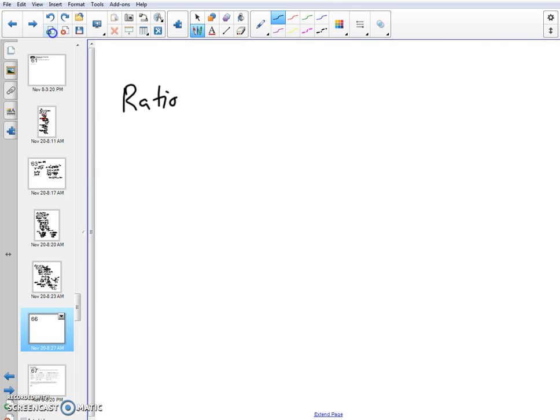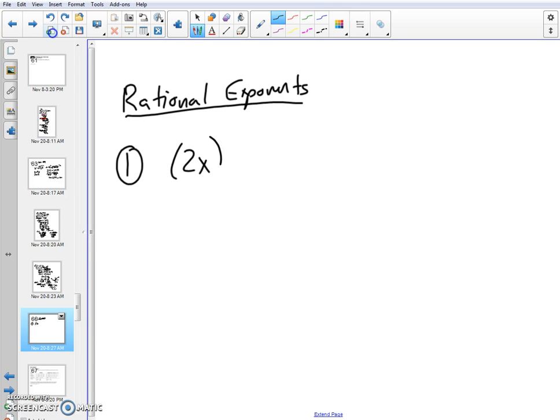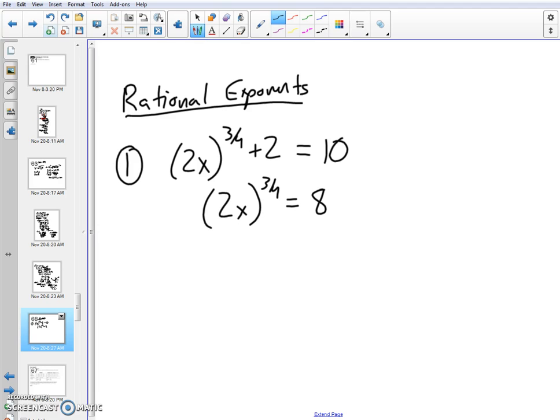So solving with rational exponents, and we've seen this a little bit. So let's look at our first example here. So we have 2x to the power of 3/4 plus 2 equals 10. So same idea, I want to get whatever's being raised to that power by itself, so I'm going to subtract 2 from each side. Okay, now instead of just squaring or cubing something, here since the root is 4, I'd be raising it to the 4th power. That's not going to get rid of that 3 for me.